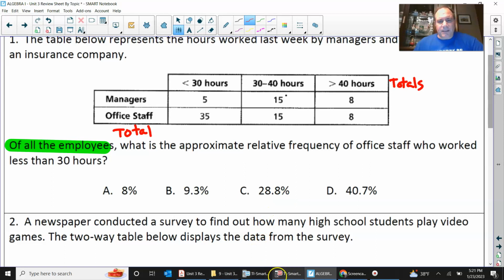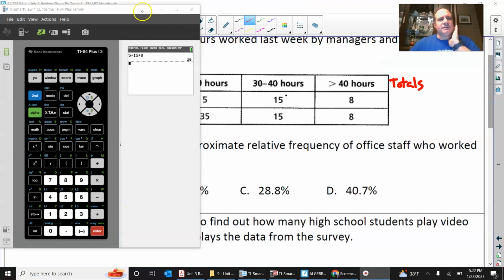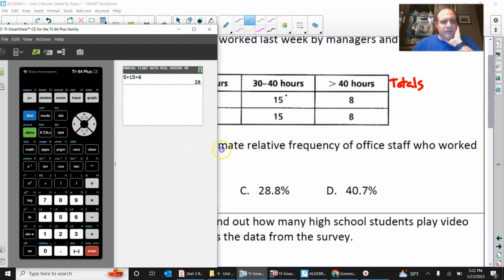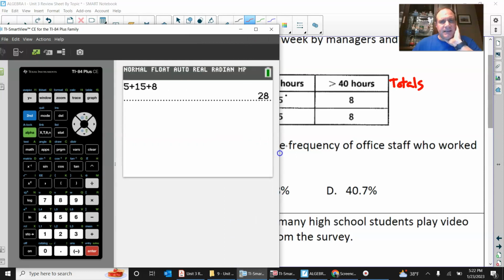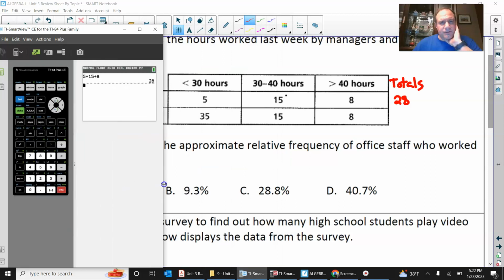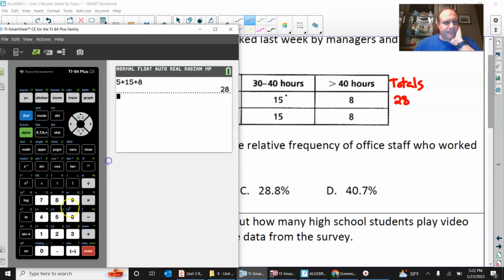Okay, so I know it'll be difficult to see, but I am adding up the managers right now. So that's 5 plus 15 plus 8, and that's 28. So this is 28 here. So now I'm going to add up the staff, and this is 35. Make it a little bit bigger. 35 plus 15 plus 8. And that is 58.